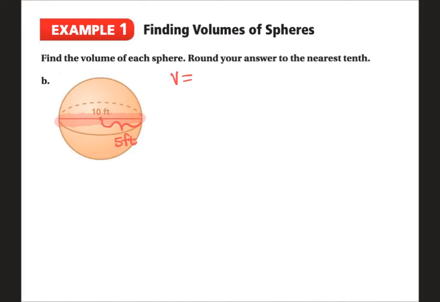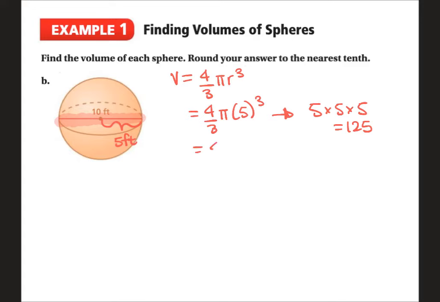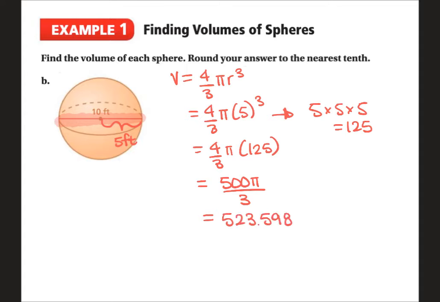So again, volume is equal to 4/3 pi r cubed, writing my formula. So 4/3 pi times 5 cubed. Remember that 5 cubed is 5 times 5 times 5, which is equal to 125. So 4/3 pi times 125. I'm going to simplify that, so I get 500 pi over 3. I'll put that into my calculator. I get 523.5987. That will continue, and that's going to be rounded to the nearest tenth, so 523.6, and my units are feet cubed.